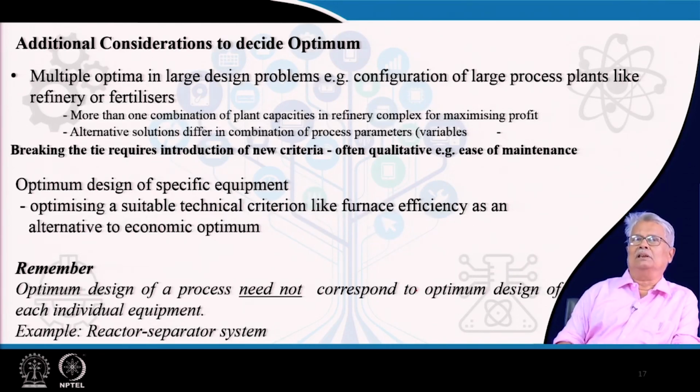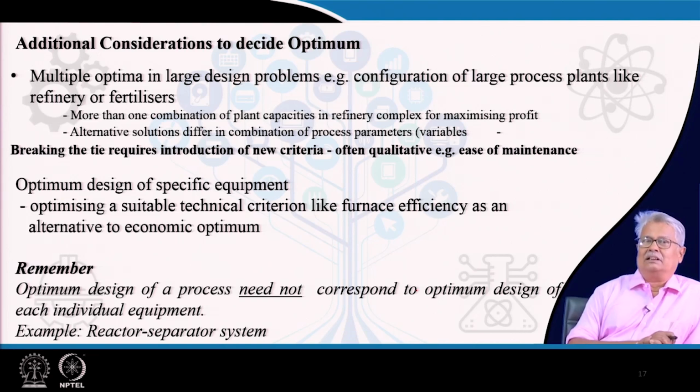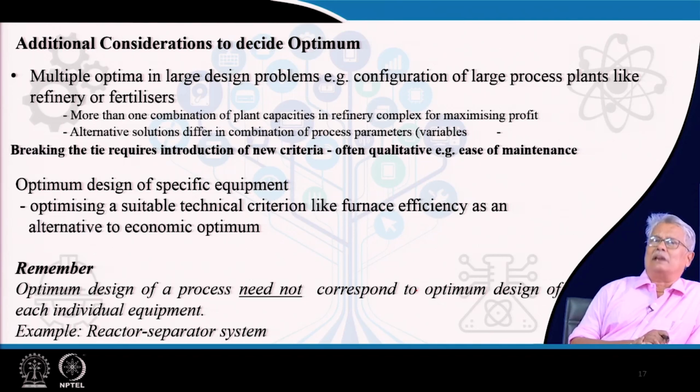The first thing, it could be the multiple optima. Definitely we recognize, for example, in large process plants like refinery or fertilizer, they do exist. An example of this is more than one combination of the plant capacities for generating maximized profit of your plant. That means there are alternative operating or alternative design options for the refinery or the fertilizer complex. So we have to break this. That means out of these options, we normally bring in a new criteria.